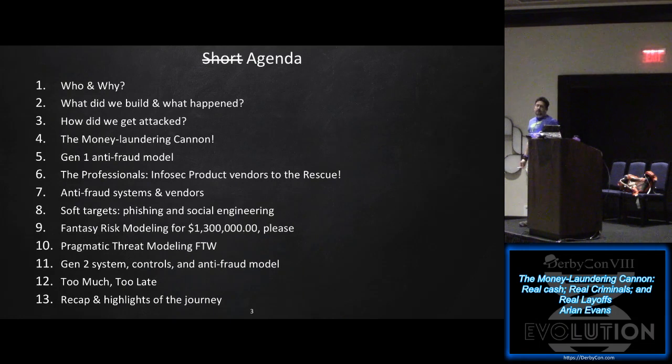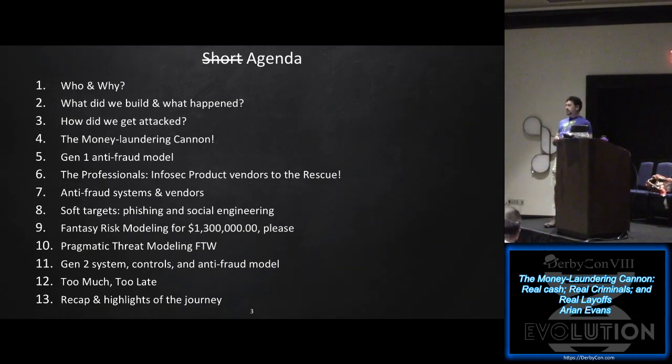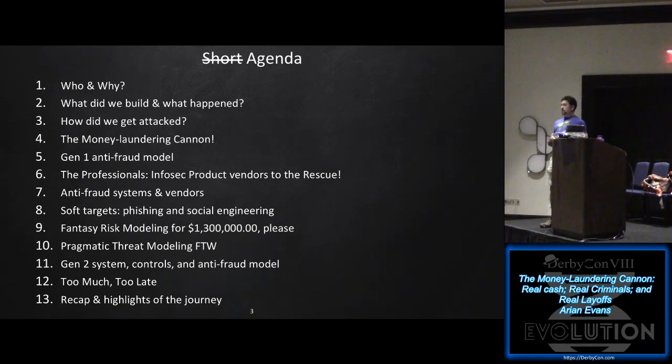So our short agenda today, I want to talk about what we built, how we got attacked, and then the first anti-fraud model that we built, and then the successes and failures of that. We'll go on from there, and we'll talk about the InfoSec product vendors we brought in to help us solve this more elegantly than our own in-house system. We'll talk about the continued attacks, some business risk modeling, then we'll talk about threat modeling, then we'll talk about the second generation system we built for anti-fraud after the vendor products didn't work for us. And then we'll talk about the conclusion, and then I'll let you all get out of here.